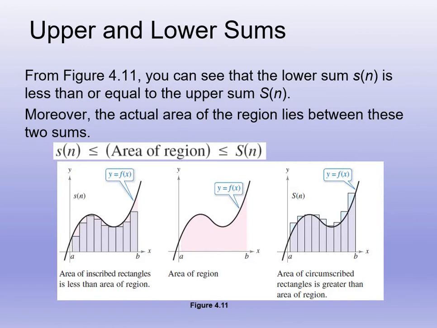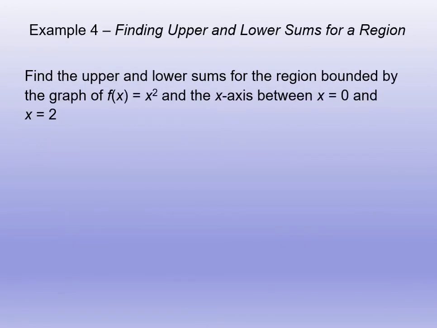So hopefully you can see between these two pictures that we're using the area of the inscribed rectangles, the ones below the curve, and the circumscribed rectangles, the ones above the curve. We're going to use that to define the region of where the area should be. Eventually we're going to find out how to find the actual area, but we're going to do approximations now. So let's do an example here.